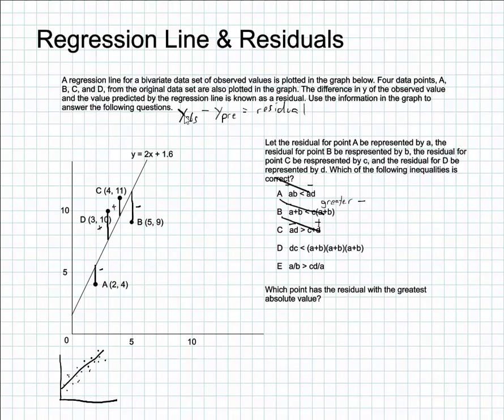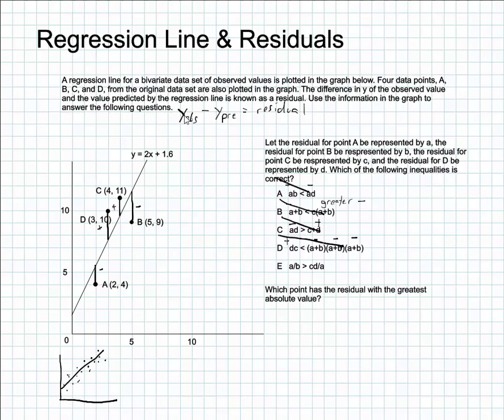DC is less than, so DC is a positive times a positive, so another positive, is less than AB times (A plus B) times (A plus B). So A plus B, a negative plus a negative is a negative, and we have a negative times a negative times a negative, so that's going to be overall a negative. So a positive can't be less than a negative, so that one's not true.